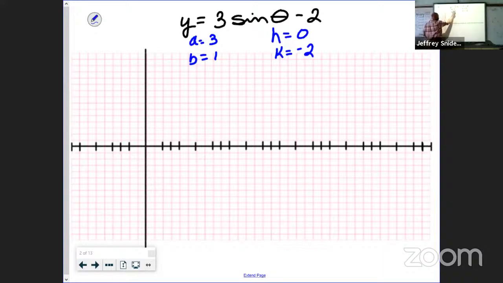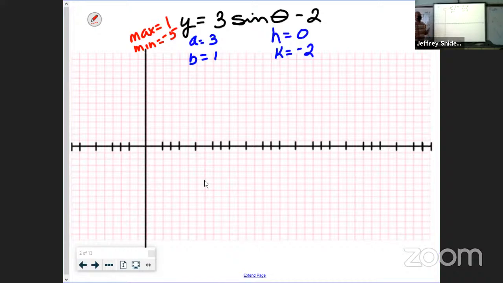All right, so I'm going to start right now on this, and I know now I have to take care of my max and min as well. So my maximum on this is going to be -2 plus 3, which is 1, and my minimum is going to be at -2 minus 3, which is -5. So I need to go from positive 1 to negative 5.